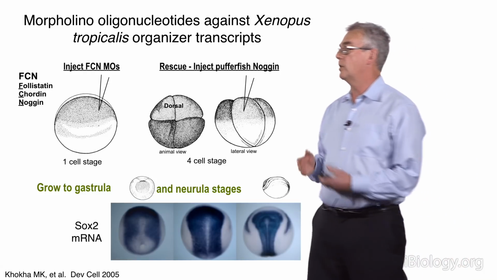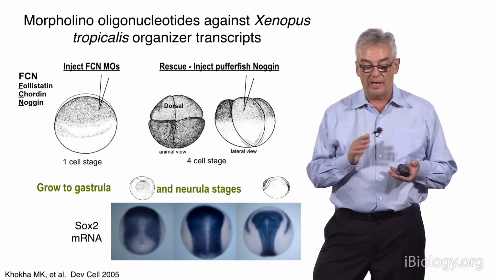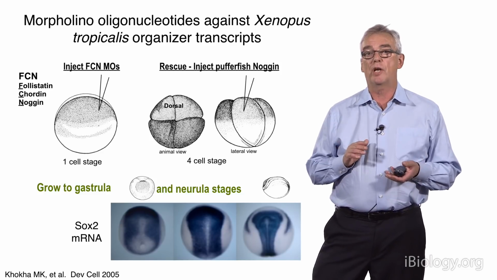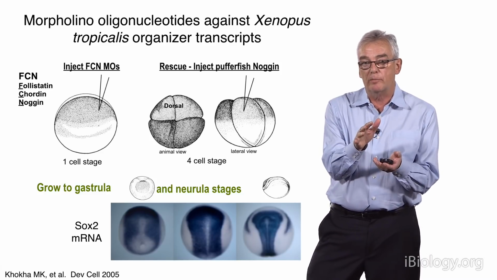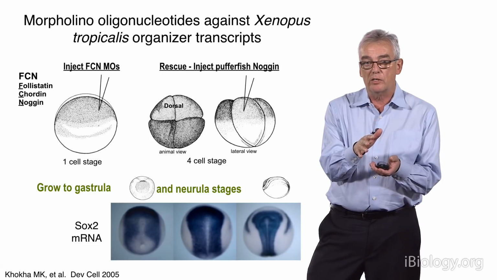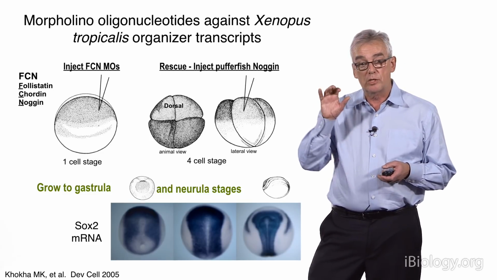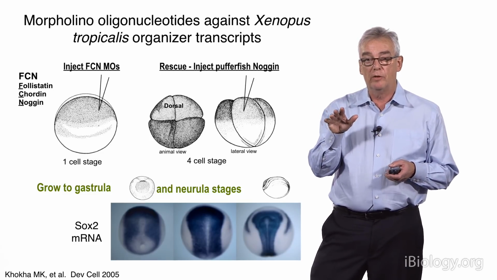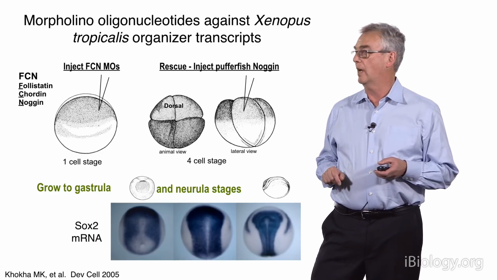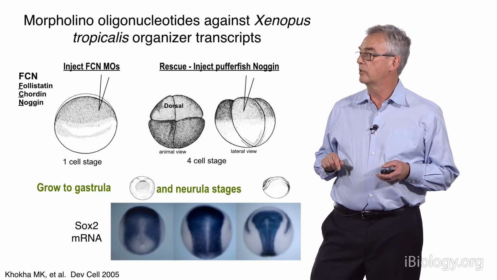To do this experiment, we use Morpholino oligonucleotides. These are synthetic, uncharged, and very stable oligonucleotides that can hybridize to the messenger RNA and interfere with translation in this case. So we can specifically use the information from base pairing to specifically knock down these individual RNAs.